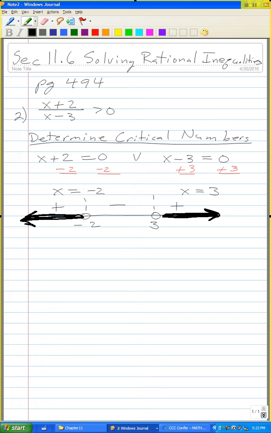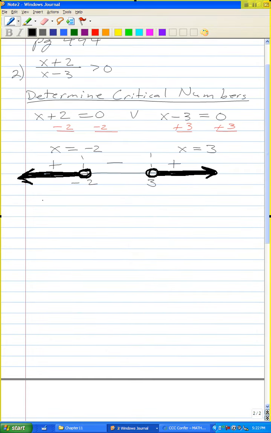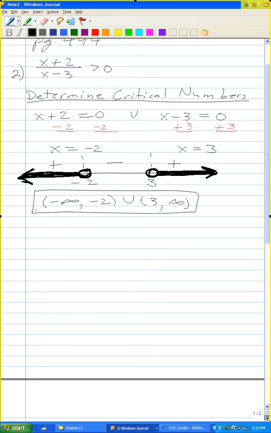Since this is a strict inequality, I will leave each of these critical numbers open. And so my solution is the union of the open intervals, negative infinity to negative 2, union 3 to infinity. And that is the solution to my inequality.